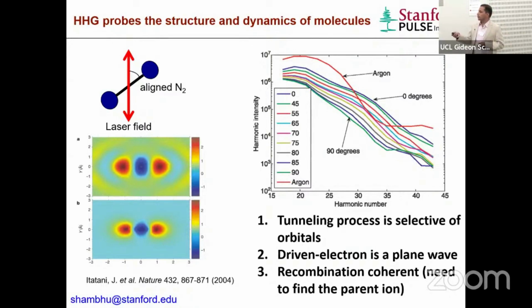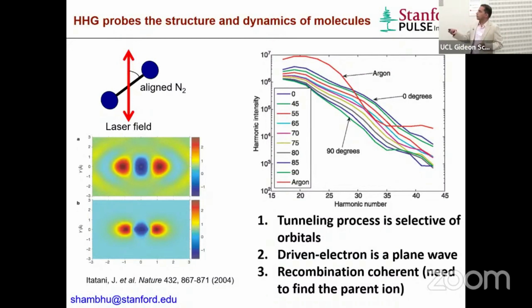This is another pioneering work where Attoscience and others showed that by aligning a simple diatomic molecule like nitrogen, you use a laser pulse first to align the molecule, and then you come in with another pulse to produce harmonics. You measure the harmonics as a function of the alignment of the molecule. Because these molecules have an interesting geometrical shape, the harmonic emission is strongly dependent on this alignment.